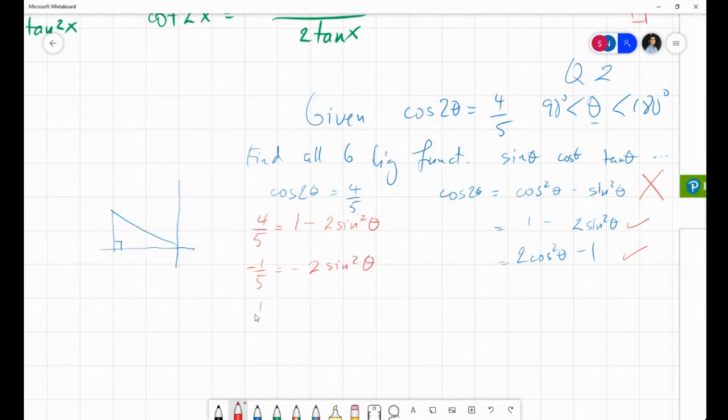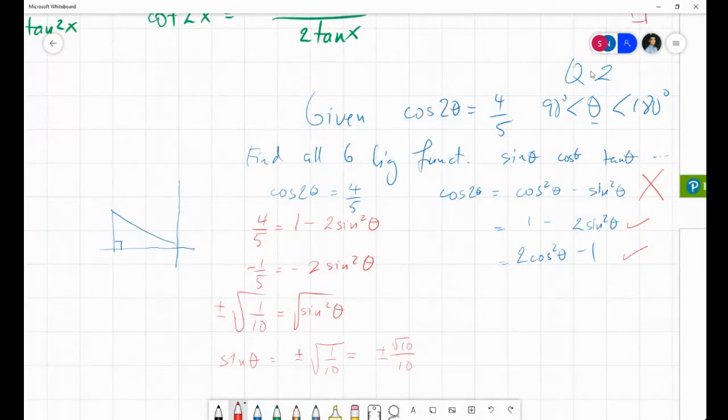Divide by 2, so we have 1/10. Square root both sides, so we get plus or minus. So that means sine of theta is equal to plus or minus square root of 1/10. Okay, we can rationalize this, so we get square root of 10 over 10. Right now, it's still plus or minus.